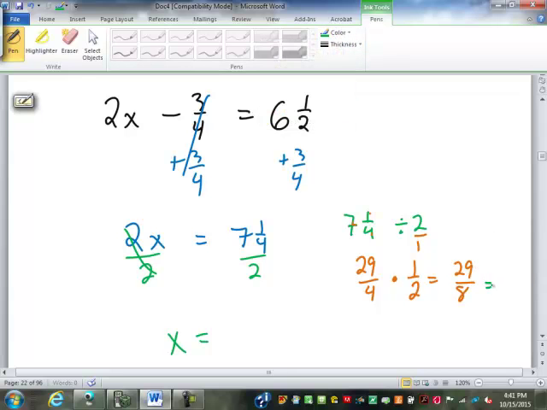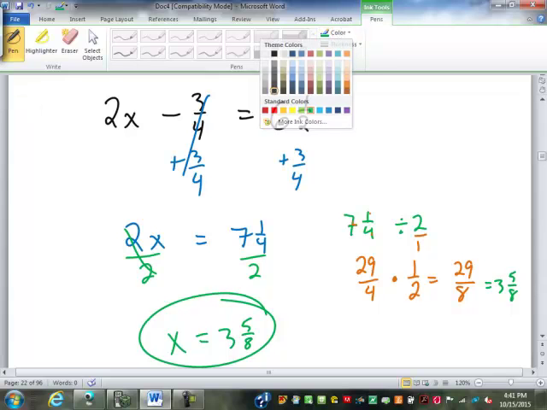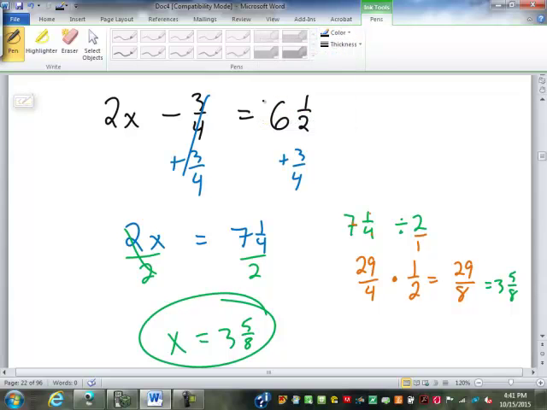8 goes into 29 3 times with 5 left over. So x is 3 5/8. That should look kind of familiar, right? Yes. Good.